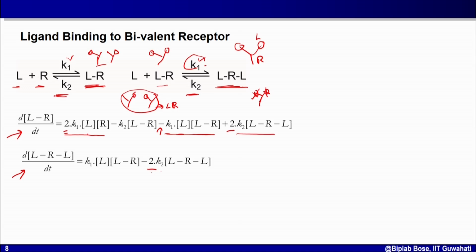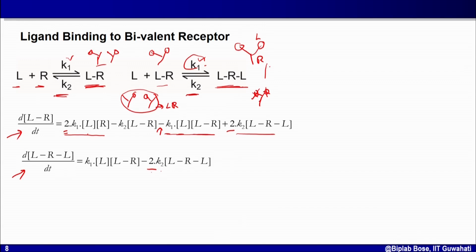So this example shows that when you are writing down the ODEs, you have to be very careful about stoichiometry. At the same time, you have to look for all the processes involved here. Although these graphical representations show both reverse and forward processes, it is not clear directly from this diagram that the LR complex can be formed in 2 ways, as well as LRL can be broken down in 2 ways. That you have to imagine and incorporate into your ODE.